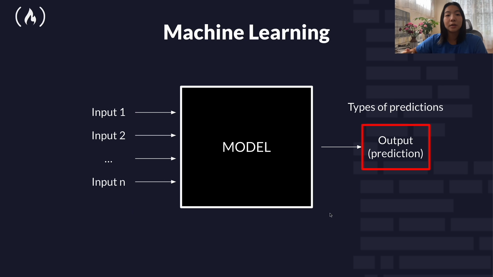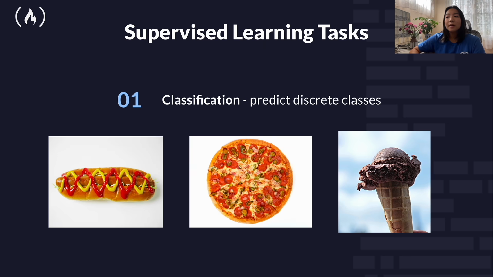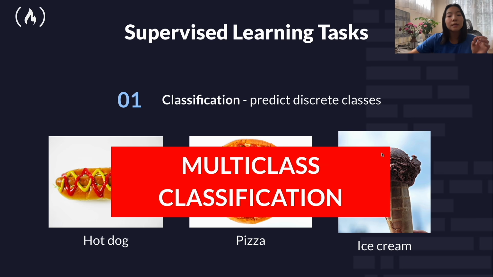Well, what are the types of predictions that our model can output? So in supervised learning, there are some different tasks. There's classification, and basically classification is just saying, okay, predict discrete classes. That might mean, this is a hot dog, this is a pizza, and this is ice cream. Okay, so there are 3 distinct classes, and any other pictures of hot dogs, pizza, or ice cream, I can put under these labels: hot dog, pizza, ice cream. This is something known as multi-class classification.